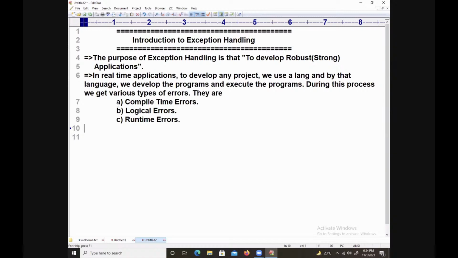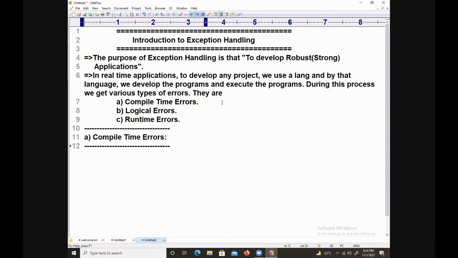What exactly are compile time errors? Very, very simple. Now I am talking about compile time errors. Next we talk about logical errors, and next runtime errors. Very carefully you need to understand. I am not interacting with you because I need to completely focus on the types of errors now.